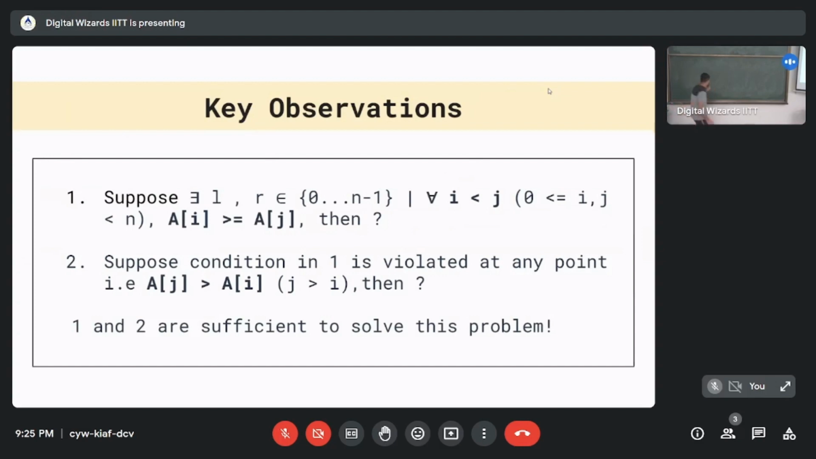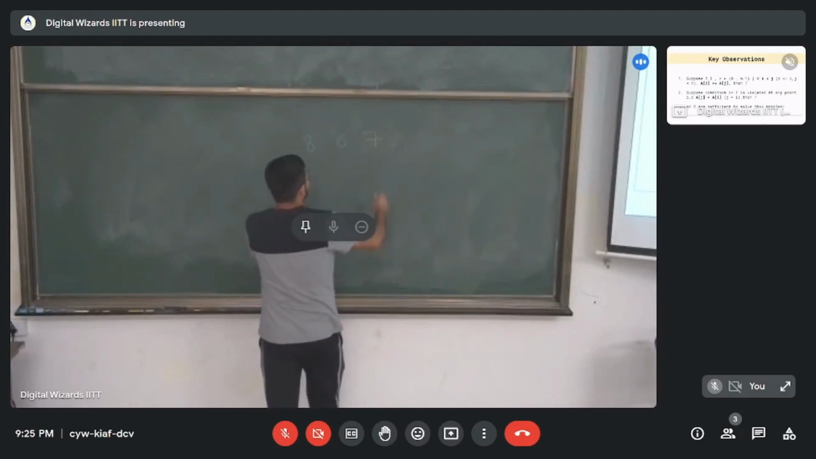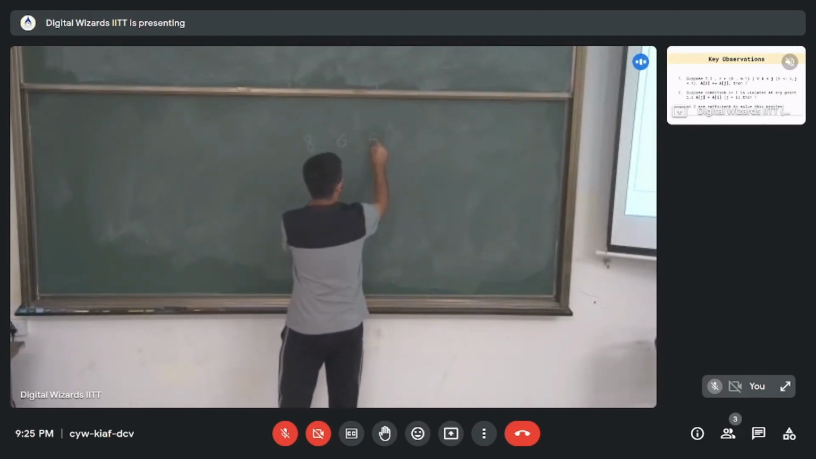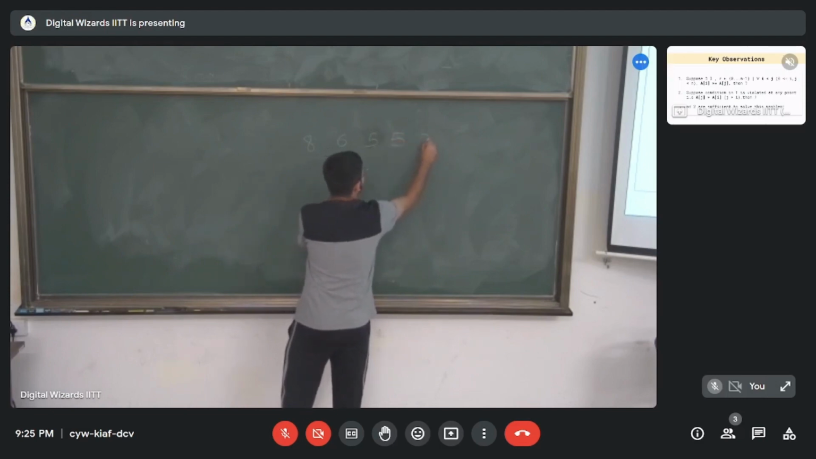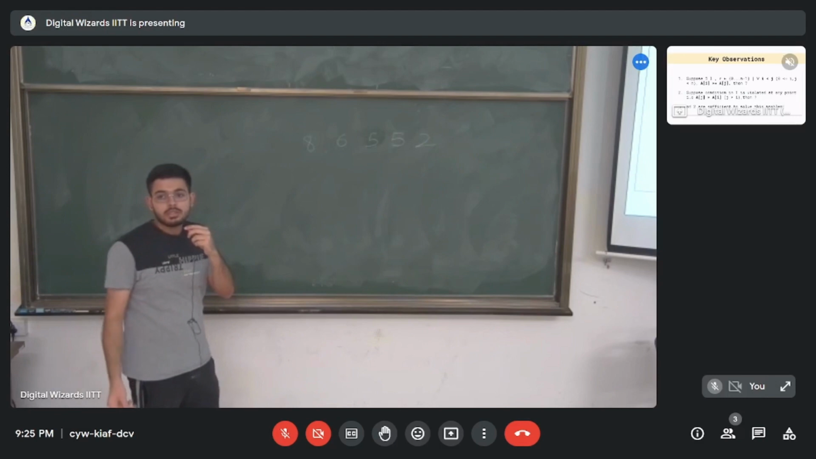Okay, let me give you an example. Let's say you have an array like this, and equal to is also allowed. So maybe we can take 5, 5, and 2. If you want to generate a next greater element array from this, what is it?